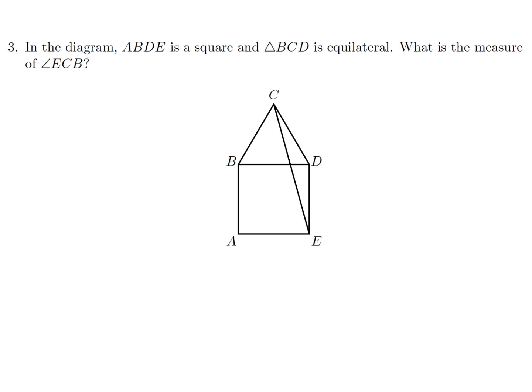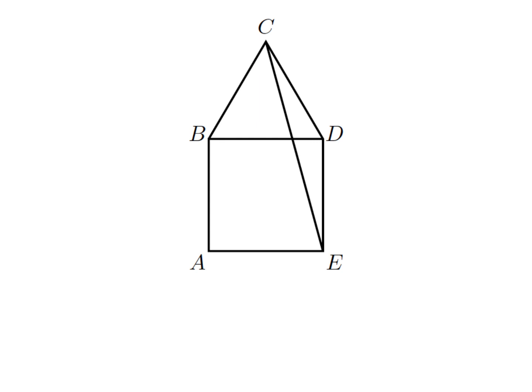In the diagram, ABDE is a square and triangle BCD is equilateral. What is the measure of angle ECB? Okay, I'll blow this up just a little bit, and let's see what I can do here.